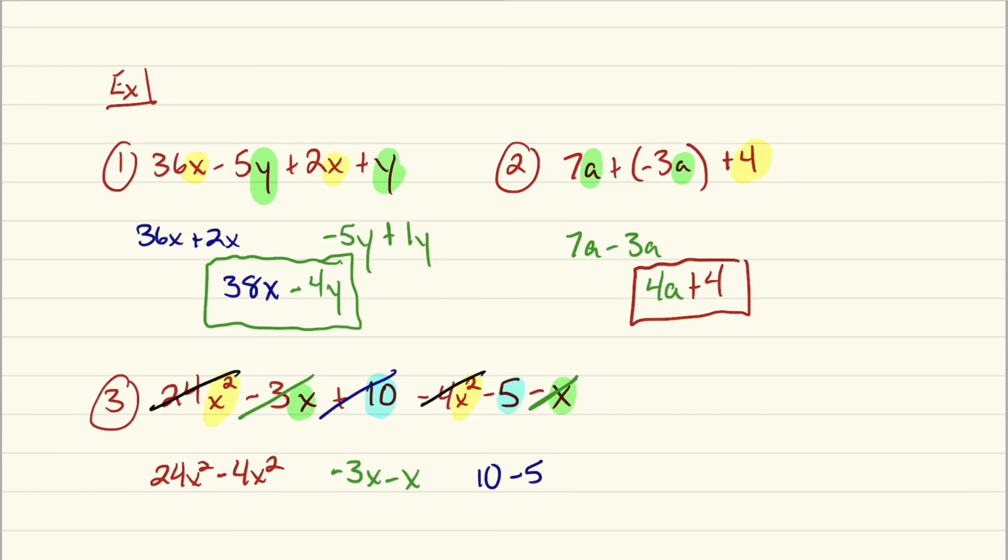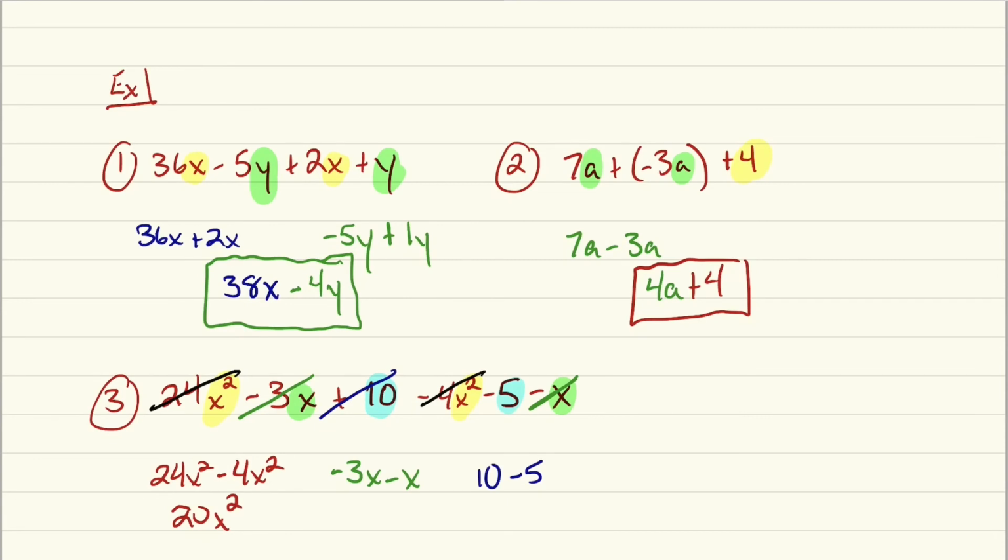Now, to solve, again, we're not doing anything fancy. We're doing the exact same kind of math that we've done before. We look at our x squareds. We have 24x squared minus 4x squared. We do our subtraction on the coefficients. So 24 minus 4 is just 20. The variable and exponent combination is just along for the ride.